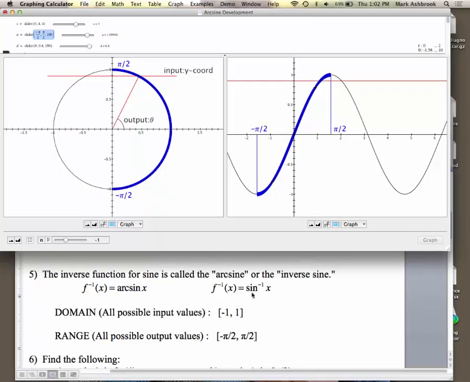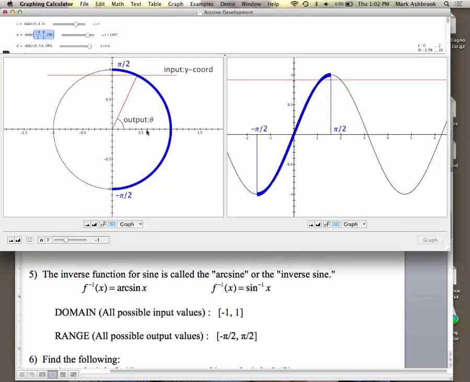Is that why the range couldn't be like pi over 2 to 3 pi over 2 or something like that? It could be that, but that's not the most convenient. So yes, that would work. That would also give us one angle per y value.